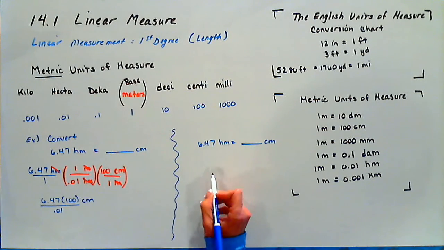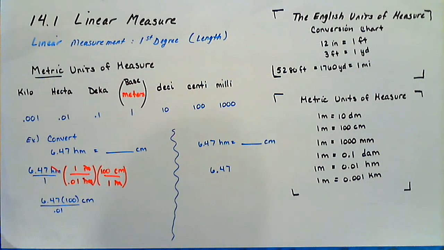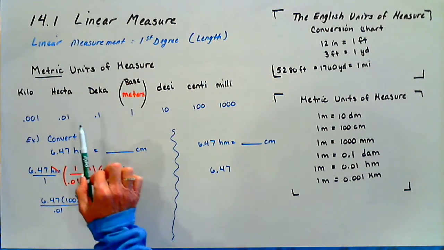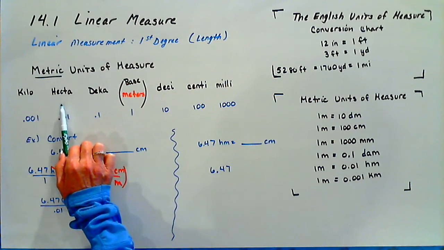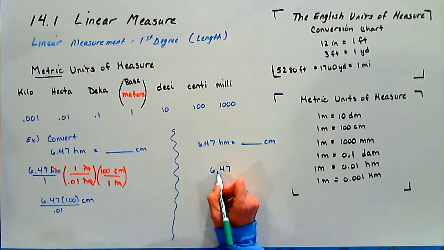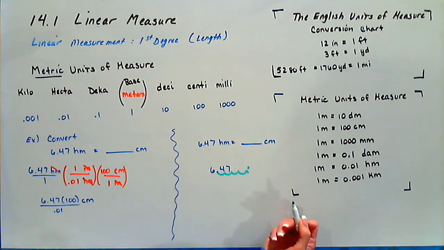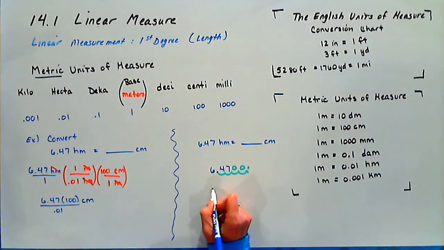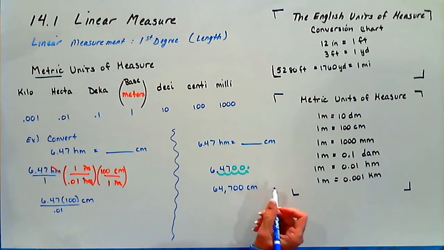So if I use the shortcut, I'm starting at 6.47. And I am going from hectometer to centimeter. So I'm going from hecta down here to centi, to the right. I'm starting with hectometer, and I need to go 1, 2, 3, 4 to the right. So I take my decimal, and I go 1, 2, 3, 4 to the right. Insert placeholders. So I should end up with 64,700 centimeters.